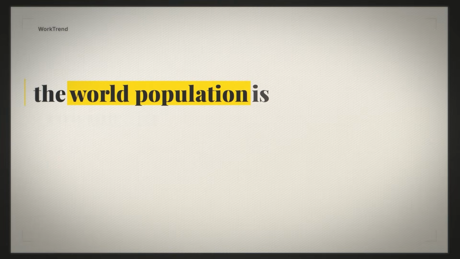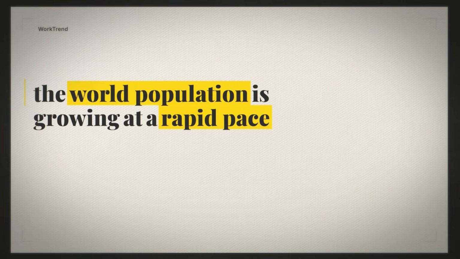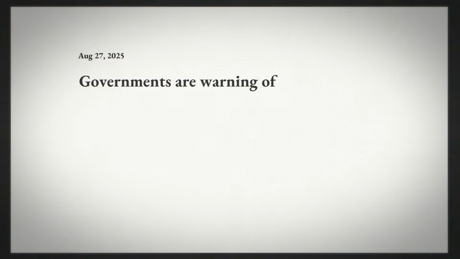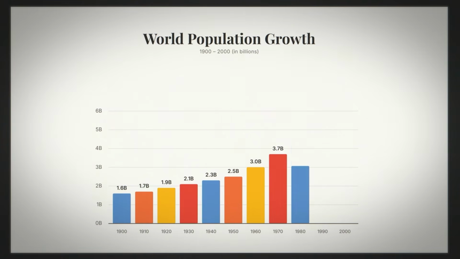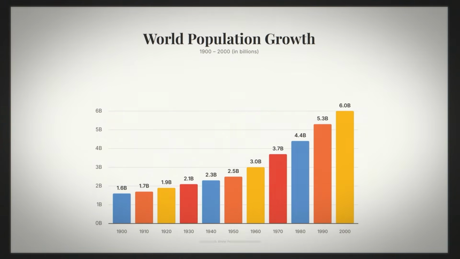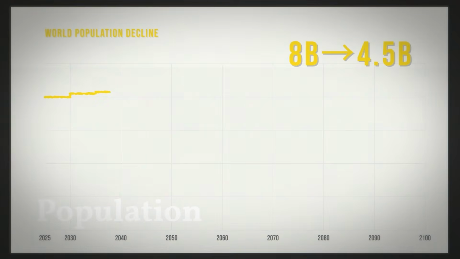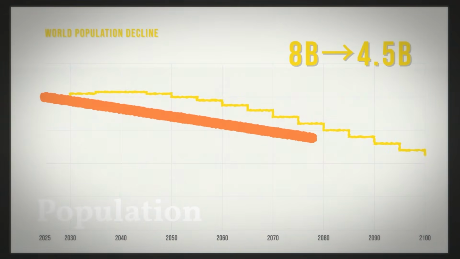For decades, we've been told that the world's population is exploding, that one day there'll be too many people for the planet to handle. Governments are now warning of a different crisis, not overpopulation, but underpopulation. In 1900, there were about 1.6 billion people on Earth. By the year 2000, that number had quadrupled to more than 6 billion, and today we're at about 8 billion. But here's the plot. The rate of growth now actually is slowing down.